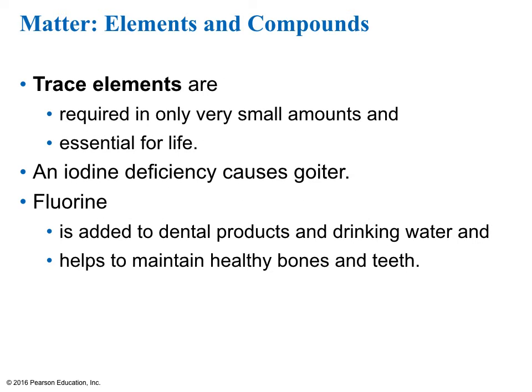And then you have the 0.01% trace elements, which are required in only small amounts and can become toxic if you get too much of them, but they are essential for life. So iodine is an example. When you have deficiencies, it causes a goiter. And then fluorine can also cause deficiencies, and so a lot of the times it is added to dental products or water to help maintain bones and teeth.